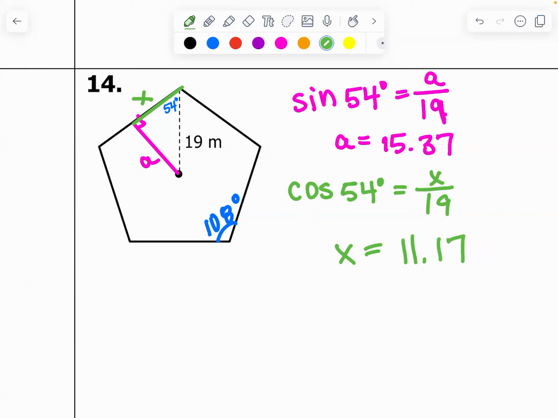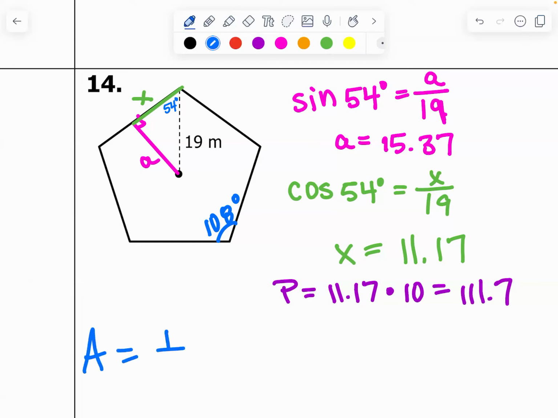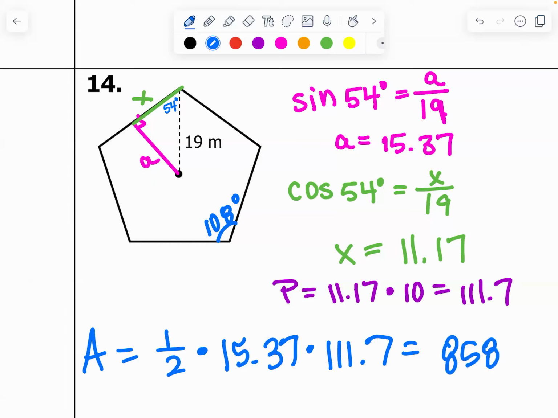Okay, now our shape has 5 sides, but that's only half of a side. So for the perimeter, we would need to take 11.17 times 10. So our area is 1/2 times our apothem times our perimeter, for a grand total of 858.4 square meters.